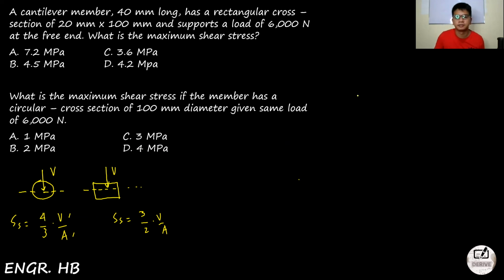So dito sa taas, ang cantilever, so nabubulol na tayo. Cantilever member 40 mm long has a rectangular cross section of 20 by 100 mm and supports a load of 6,000 Newton at the free end, what is the maximum shear stress? So we all know, no? Sinabi ko kanina dito, since it has a rectangular cross-section, the formula should be 3/2 V over A. And that was 3/2 times, ano ba yung V mo? So the force or your shear force is 6,000 Newton.